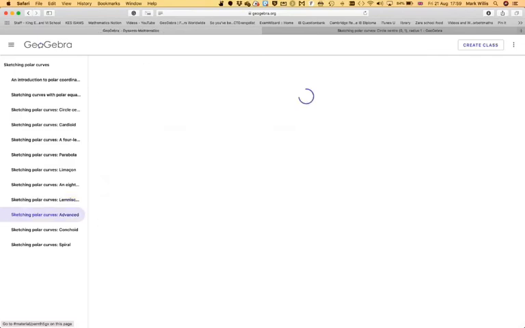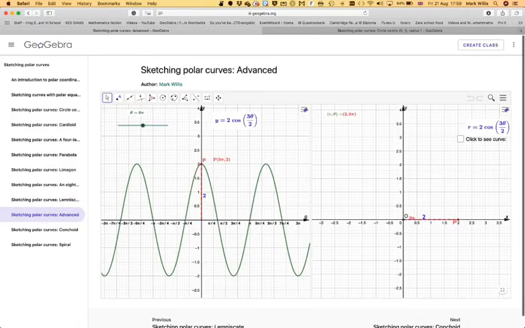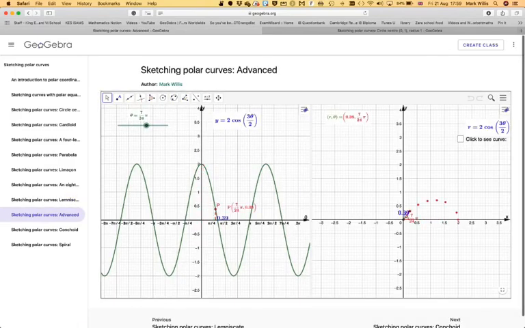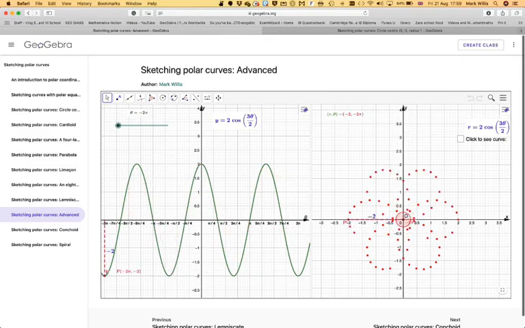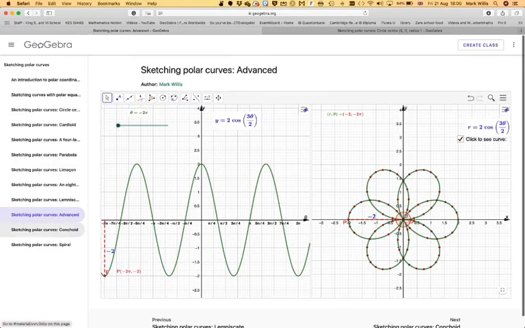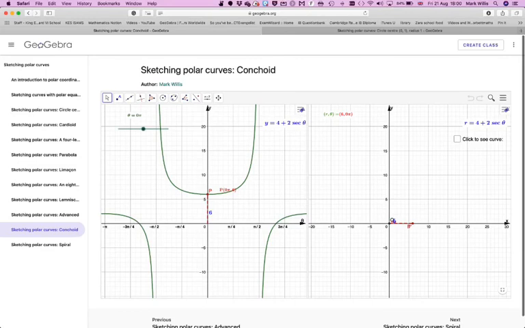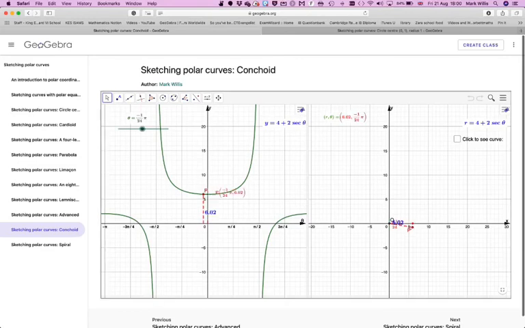This is a more advanced one. This didn't have a particular name, but it gave an interesting shape. You know where r is going to be negative. If you go back the other way, you get the other bits of it, so we get quite an interesting sort of flower shape. Here comes another one. We know where r is going to be negative, and you get an interesting shape here again.